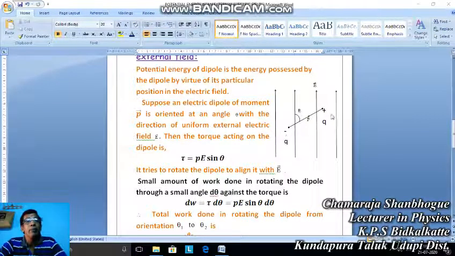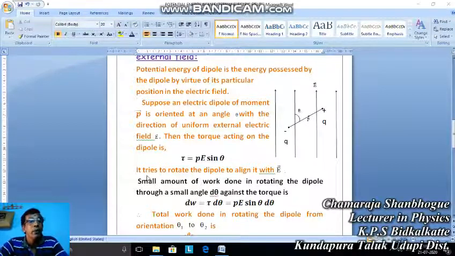When we keep this dipole in an electric field, it starts rotating. That rotating effect is called torque. Expression for torque we already studied in the first chapter, electric charges and electric fields. Tau is equal to PE sin theta, where P is electric dipole moment, E is electric field intensity, theta is the angle between direction of electric field and the dipole moment. So this rotating effect of electric dipole in the region of electric field is called torque.